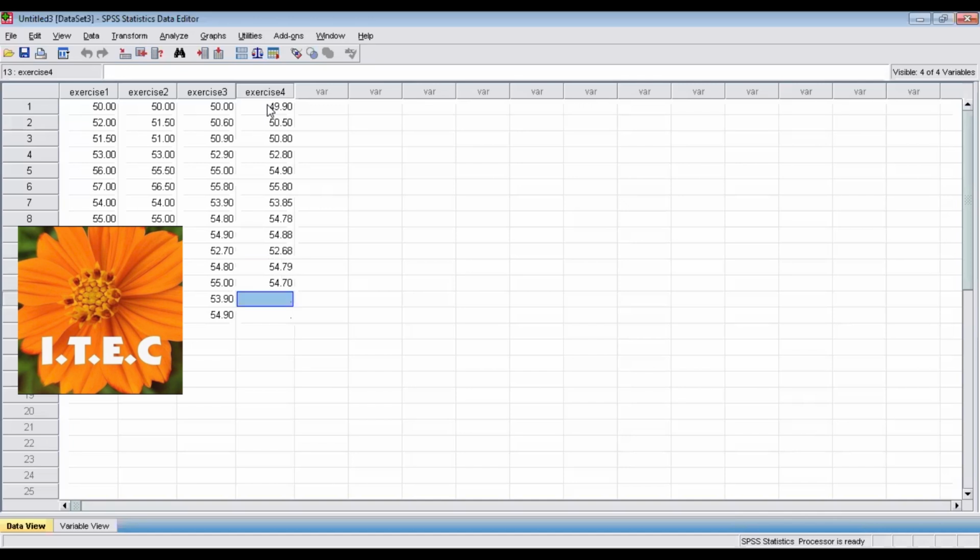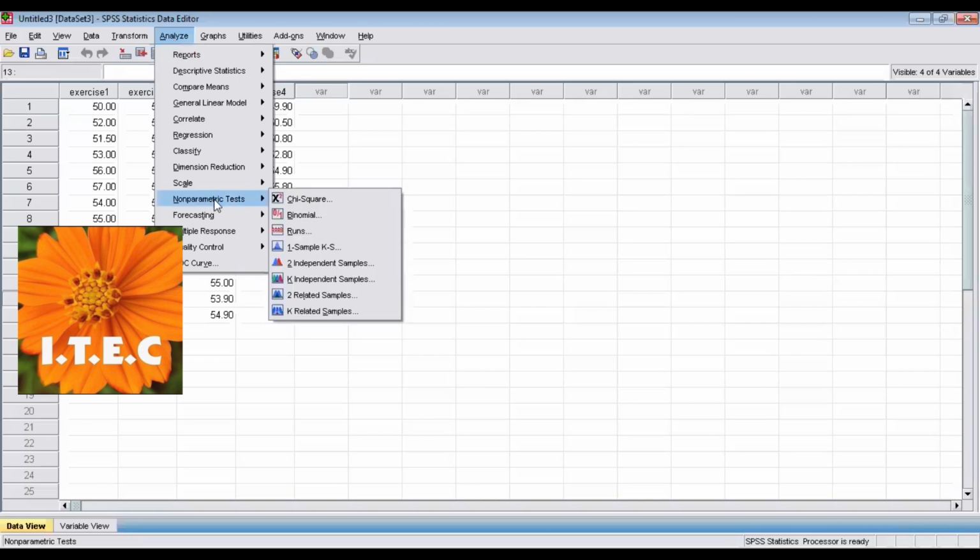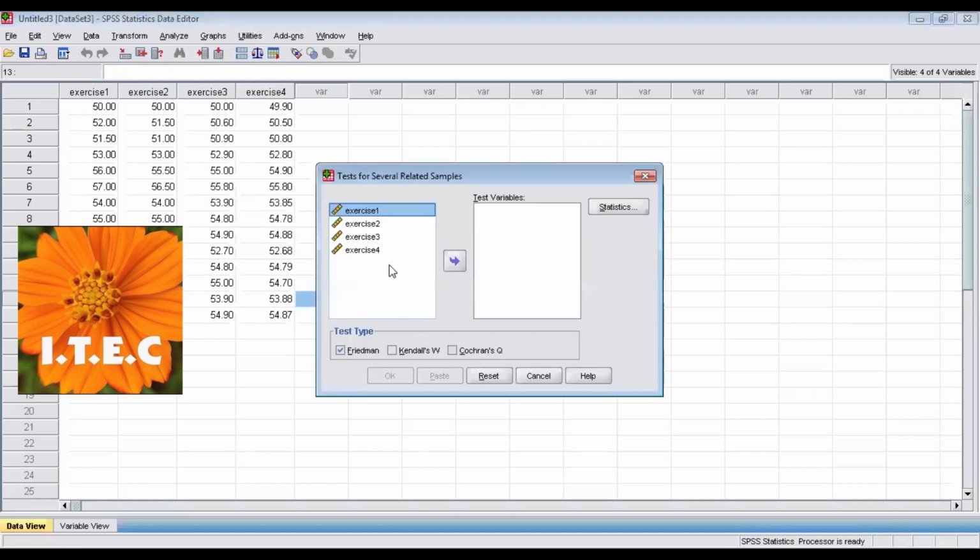Okay. And it is 53.88. It might be 54.87. Suppose these are the values. Now I go to my non-parametric and I go to my K-related samples and I shift everything on this side. And here is a Friedman. I say, okay.